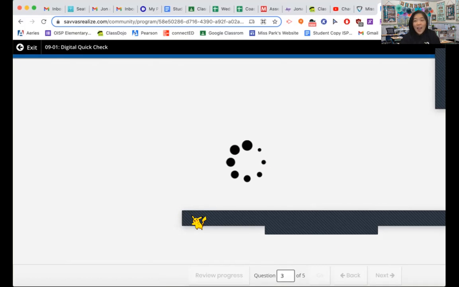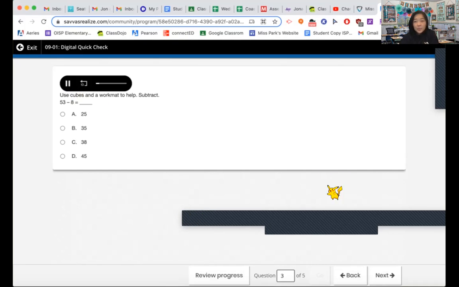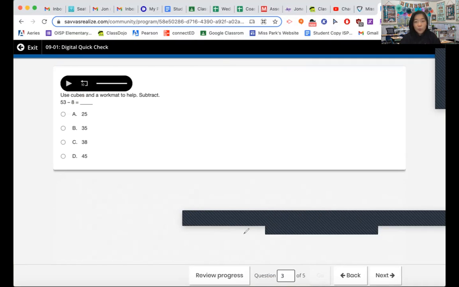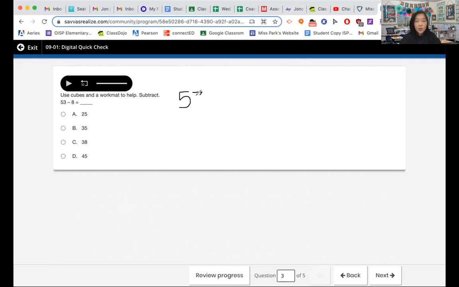Question number 3. Use cubes and a work mat to help. Subtract. All right, we are subtracting 53 minus 8. Go ahead and write down the number. It helps me to visualize the number sentence while we work on the mat, because eventually you're not going to have the mat to work on.